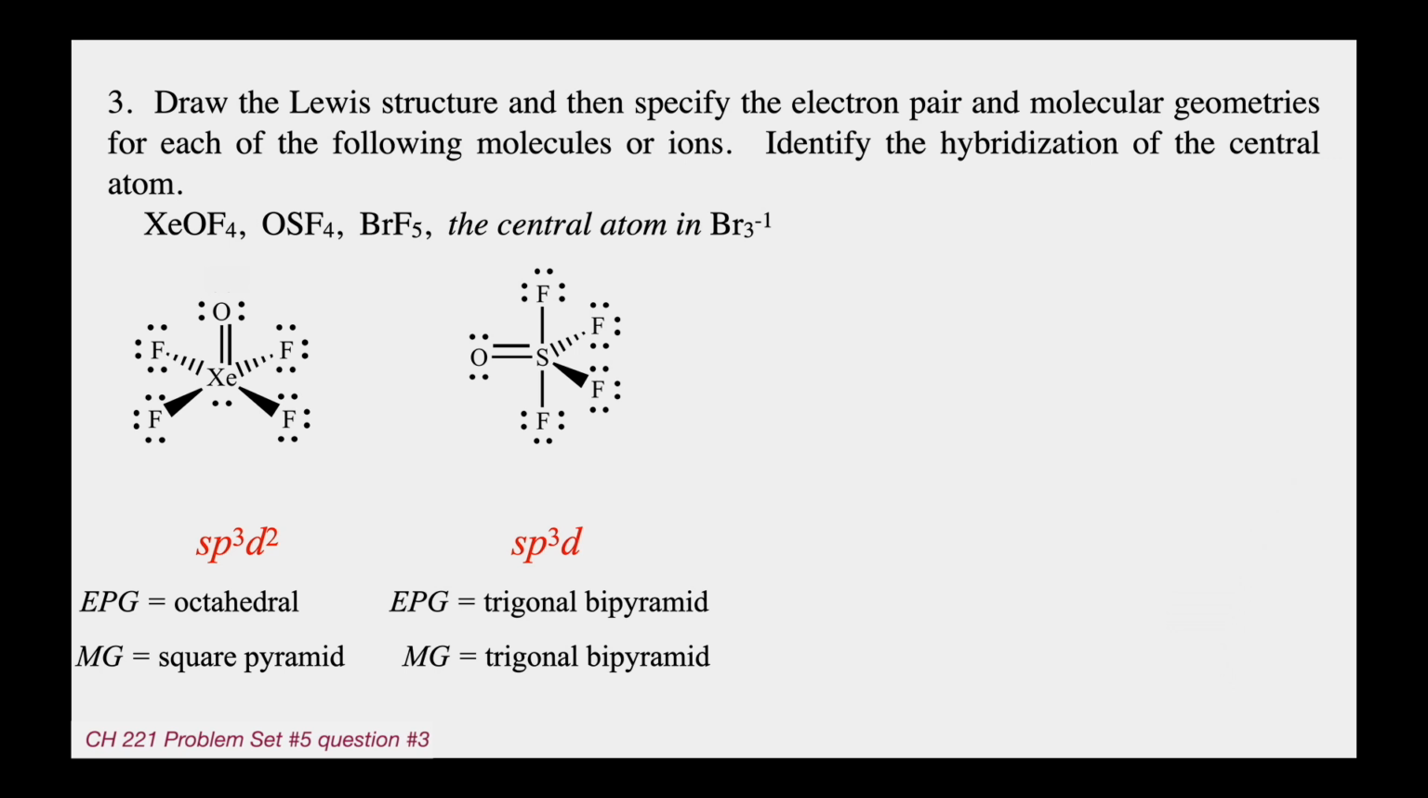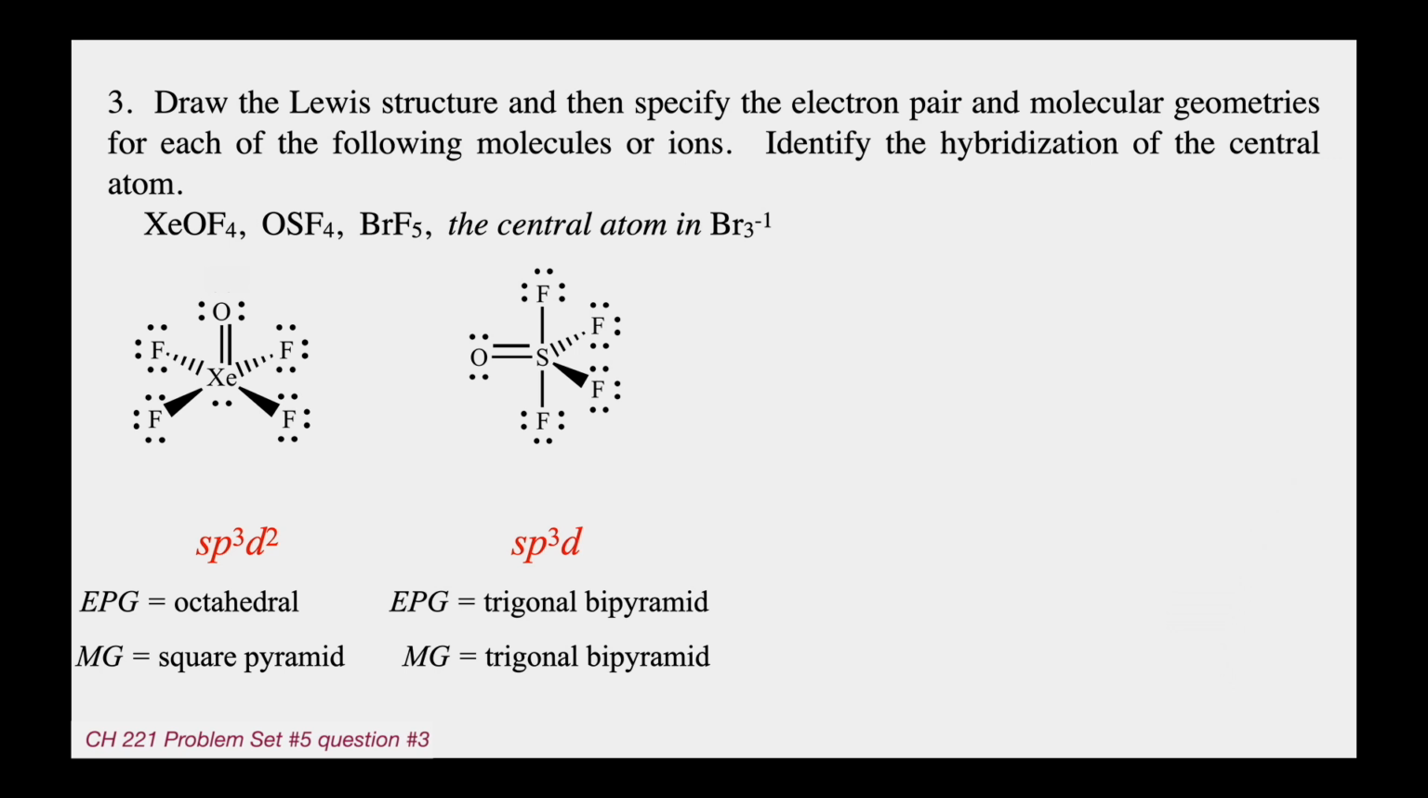Anyway, sulfur, by the way, is period 3 and lower, so it can make more than 4 bonds, etc., etc. Okay, this sulfur has 4 fluorines around it and an oxygen, so 5 pieces. That means this is going to be trigonal bipyramid. And since everything is connected to an atom, no lone pairs, the molecular geometry will also be trigonal bipyramid. Anytime you have trigonal bipyramid electron pair geometry, the hybridization is referred to as sp3d or dsp3. Either way is fantastic.